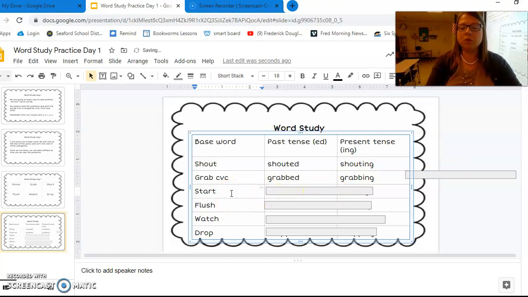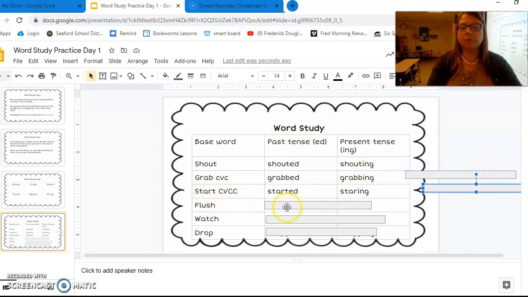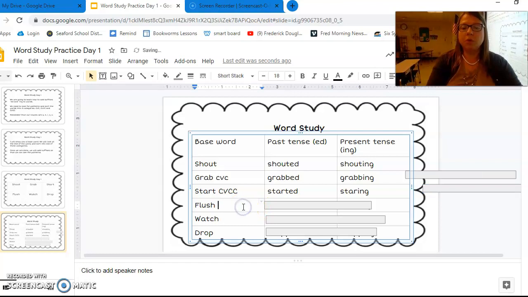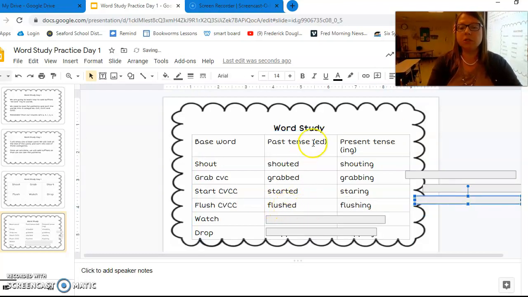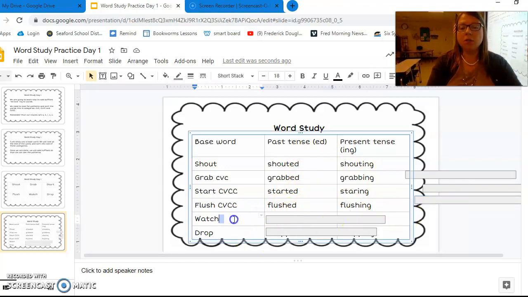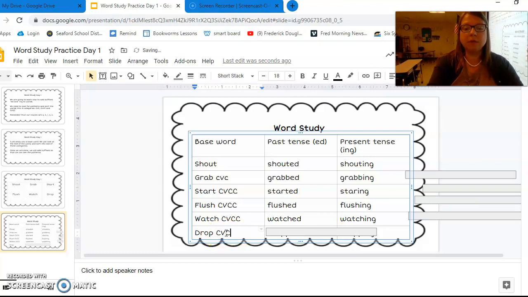Now start. The word start is a CVCC word. No doubling in here when adding suffixes. Regular, just start, started, starting. Flush. What do we say? That the flush falls into CVCC category. No doubling, so that's easy too. Just flush, add ed, flushed, or flush, add ing, flushing. Watch is another word that falls into the CVCC category. There's no doubling.